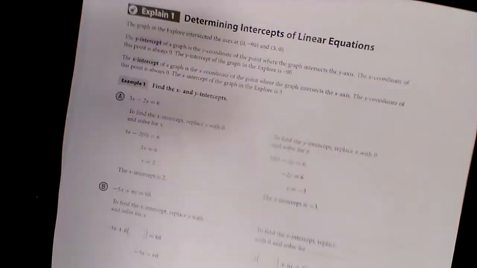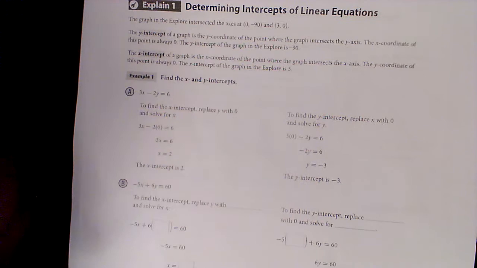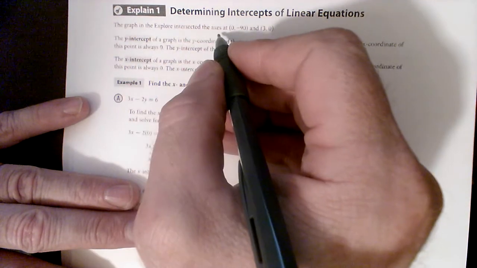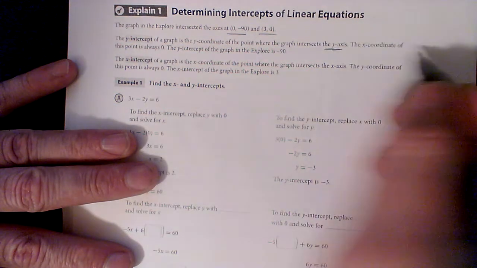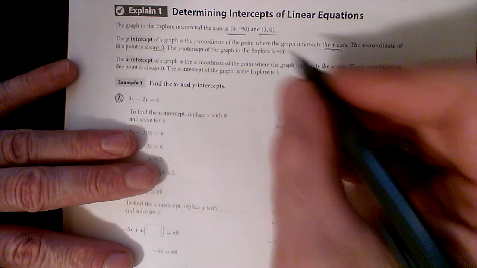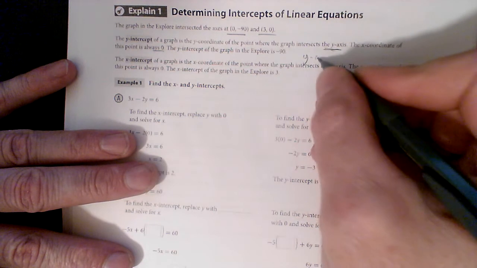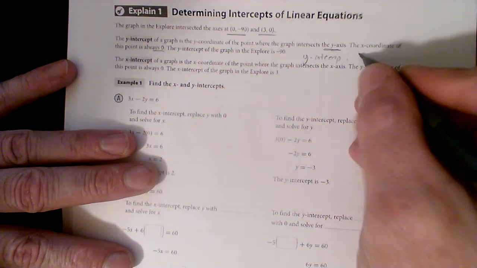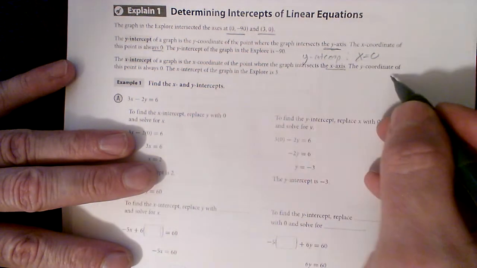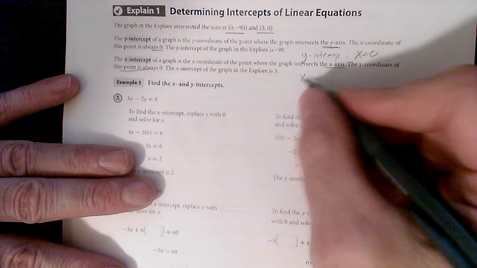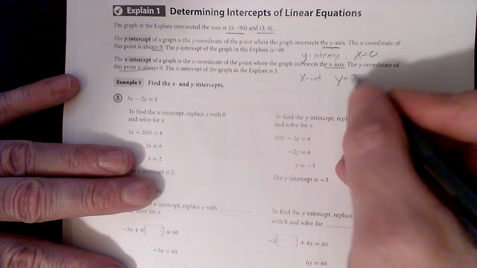Let's keep going. Alright. So, this is kind of the reason everything works. It says the graph in the Explorer intersected at 0, -90, and 3, 0. The y-intercept of the graph is the coordinate of the point where the graph intersects the y-axis. The x-coordinate of that point is always 0. So what they're saying is the y-intercept, boom, boom, x always equals 0. The x-intercept of the point is where the graph intersects the x-axis. The y value is always 0. So for the x-intercept, y is always 0.